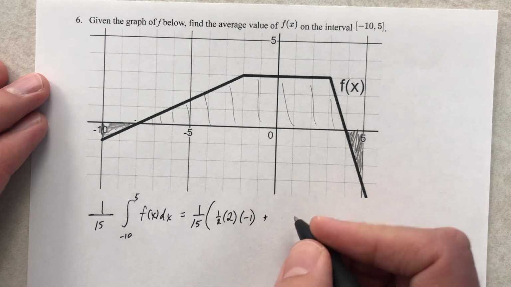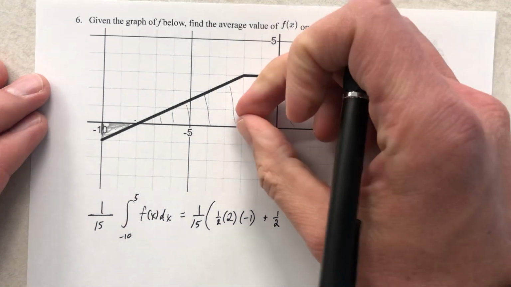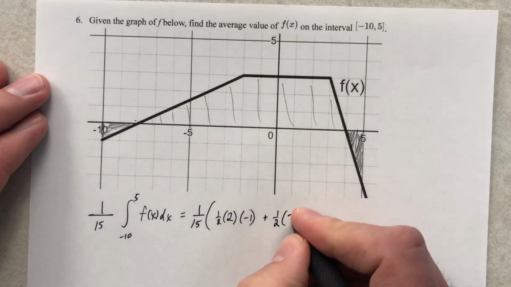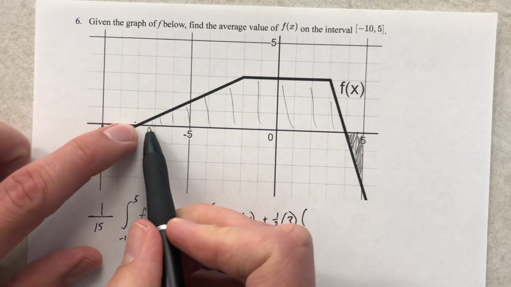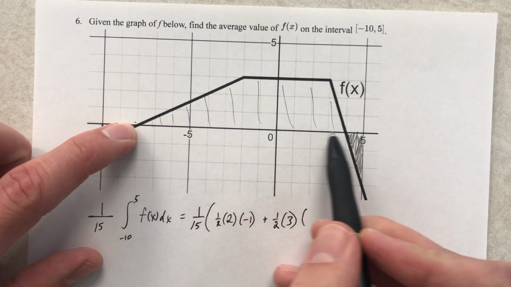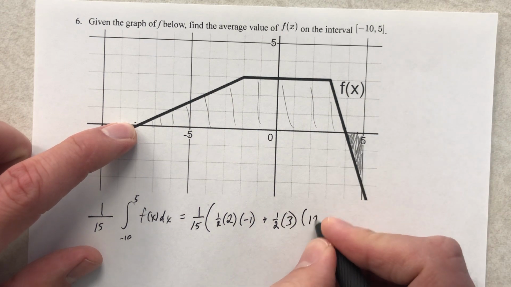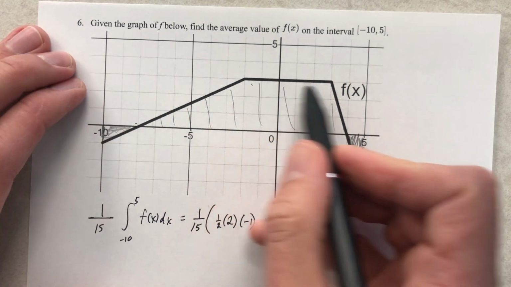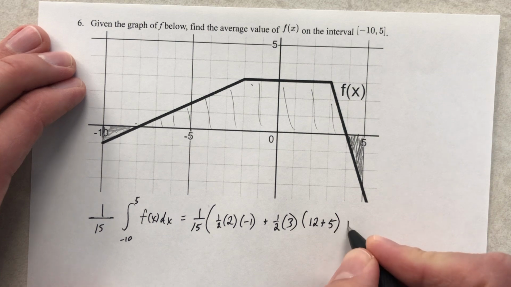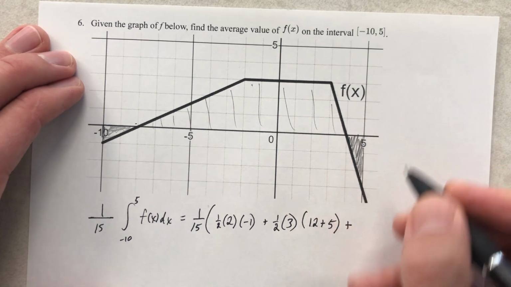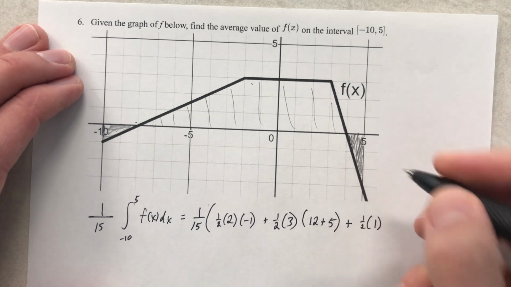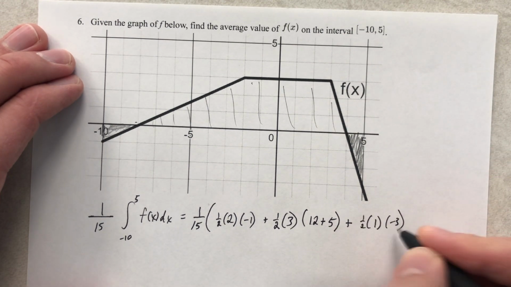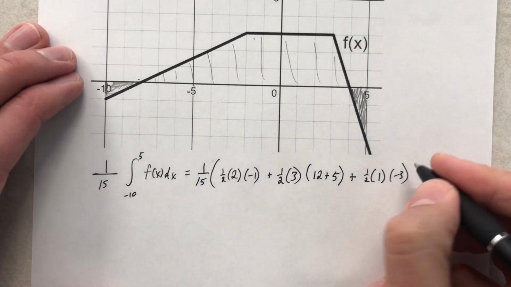Then we're going to have the area of a trapezoid. 1/2 height, which is 3. I don't know why I screamed it. Height! And the length of one base is 1, 2, 3, 8 plus 4 is 12. And the length of the other base is 5. And then this little guy right here is going to be negative 1/2 base times height. Height is -3. And that is something we can work out without a calculator.